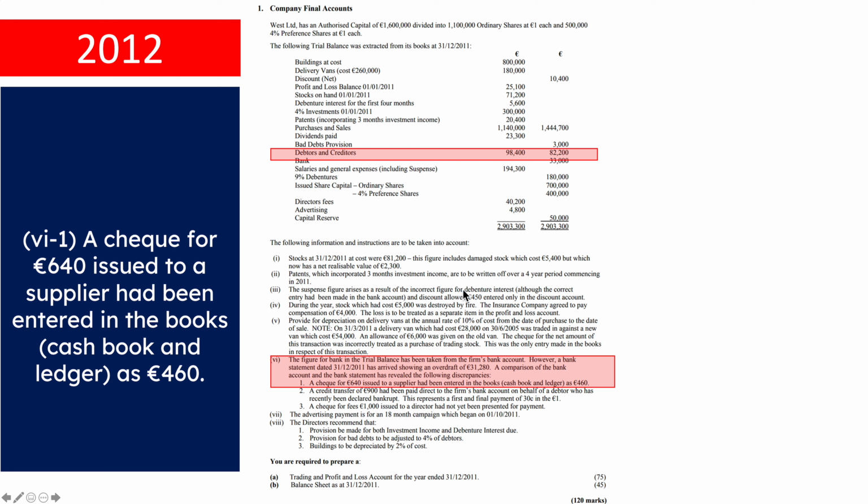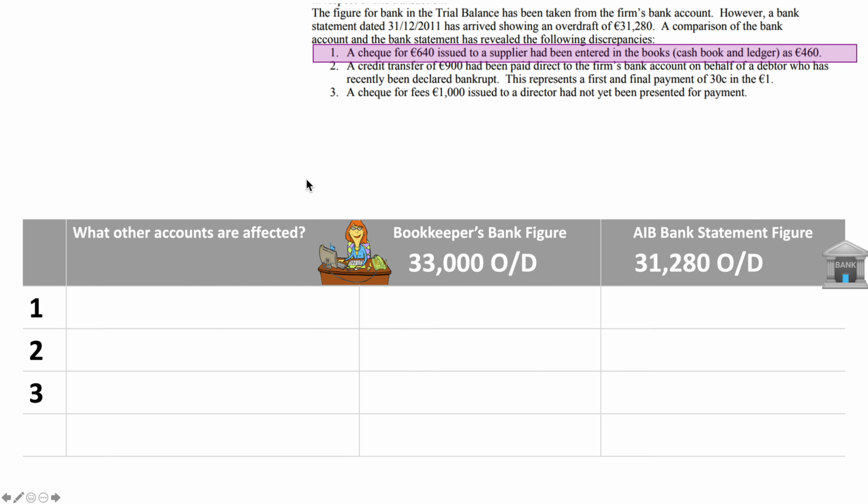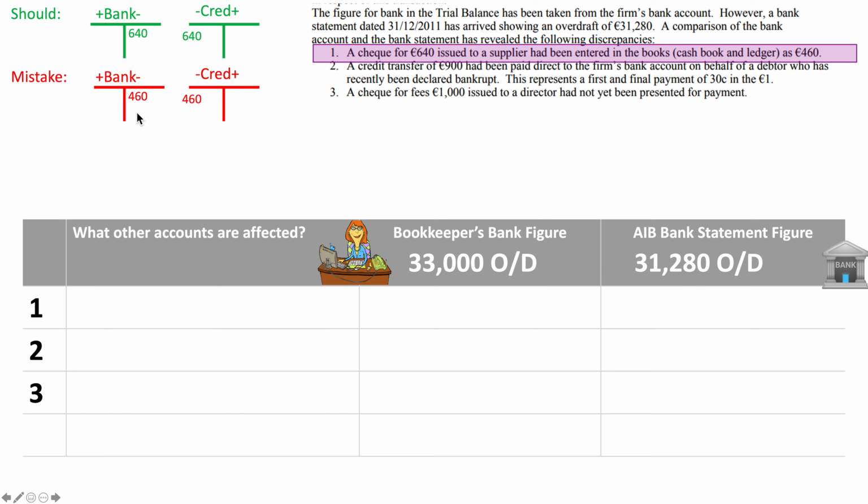Okay, 2012 then. So 2012, another bank adjustment. A cheque for 640 issued to a supplier had been entered in the books, the cash book and ledger as 460. So again, same type of mistake. The bookkeeper's bank figure and the bank's bank figure do not equal. One adjustment that relates to the creditor here. A cheque for 640 issued to a supplier. So 640 comes out of the bank and then the debt to the creditor should reduce by 640. But what the bookkeeper did by mistake was they put 460 on the credit side of bank and 460 on the debit side of creditor.